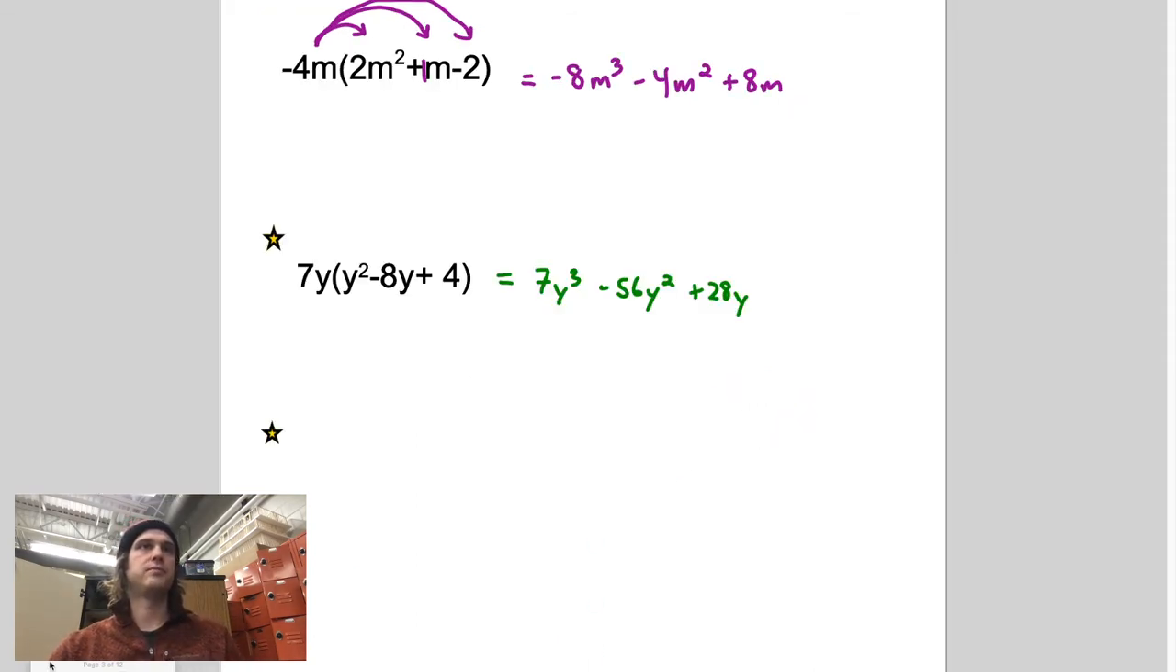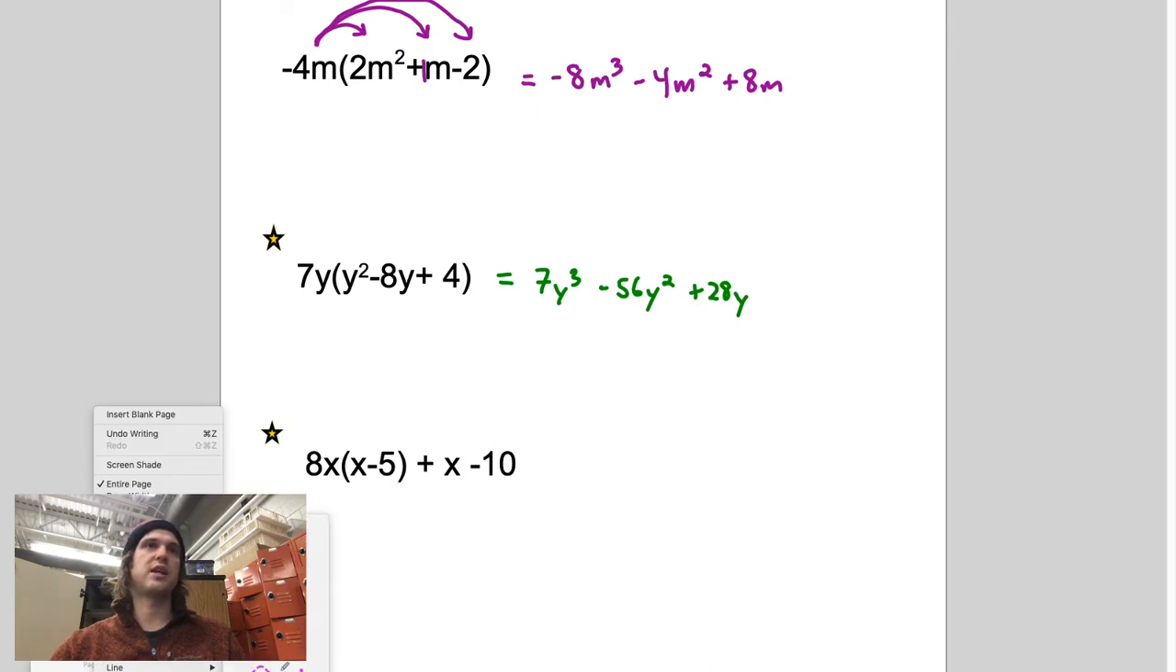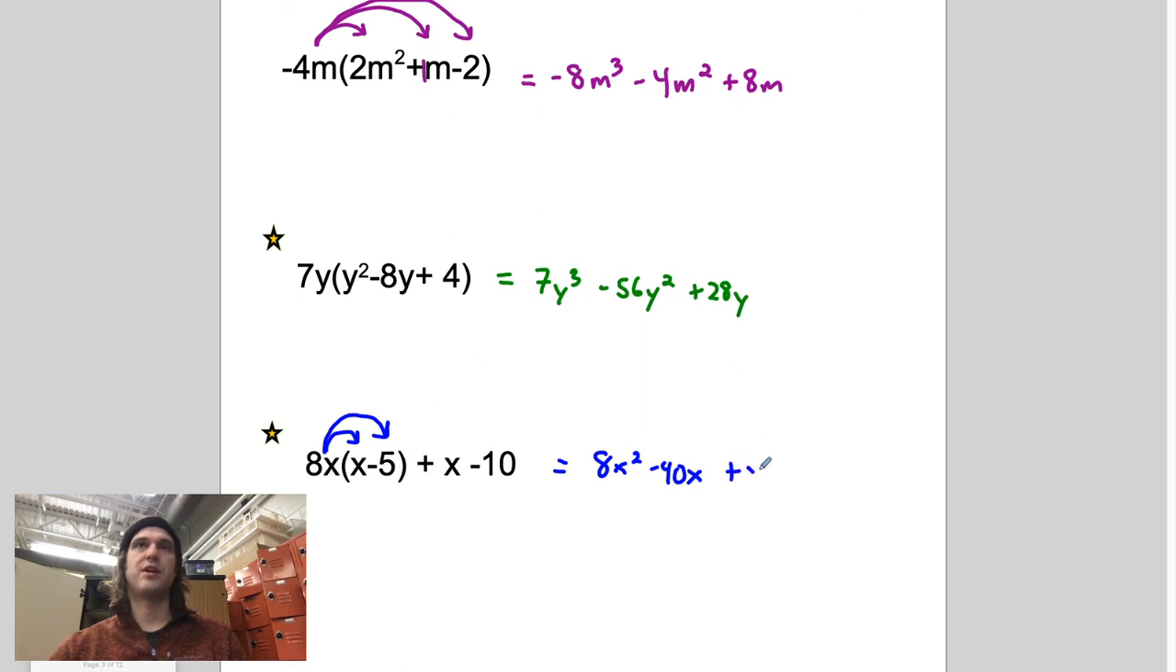All right, cool. Some expressions, you got to be careful when you're done. Some expressions are not simplified after you do the distribution. So let's take a look at this one here. Remember, you only distribute to the things that are inside the parentheses. So if we move forward, this would be 8x squared minus 40x. 8 times -5 is -40. But we still have this plus x minus 10 coming along. Those don't change.